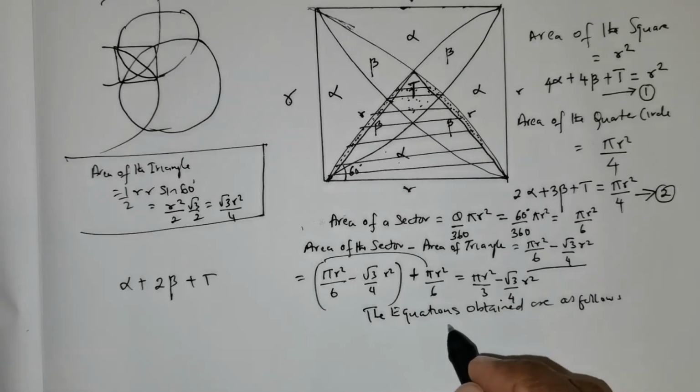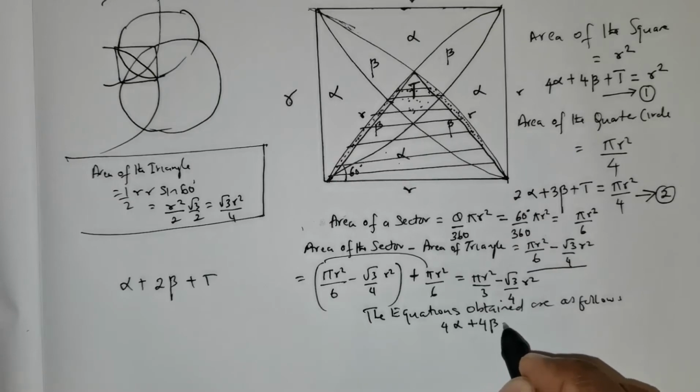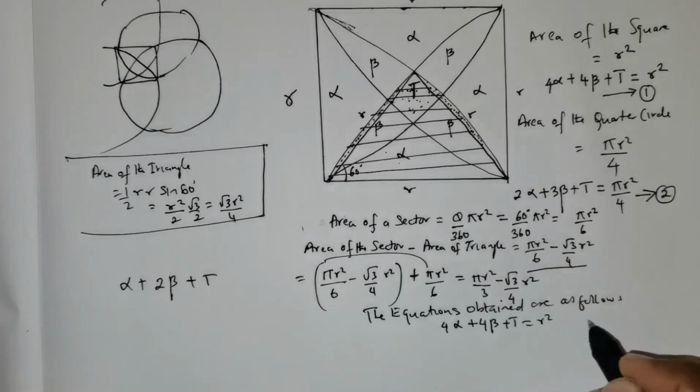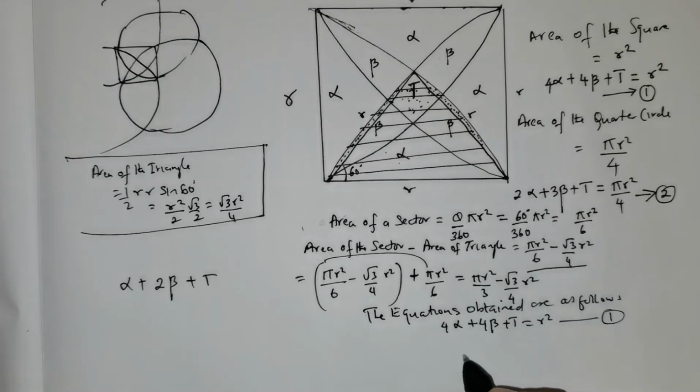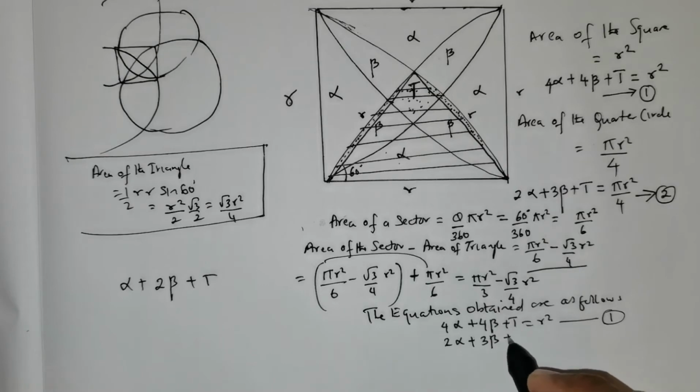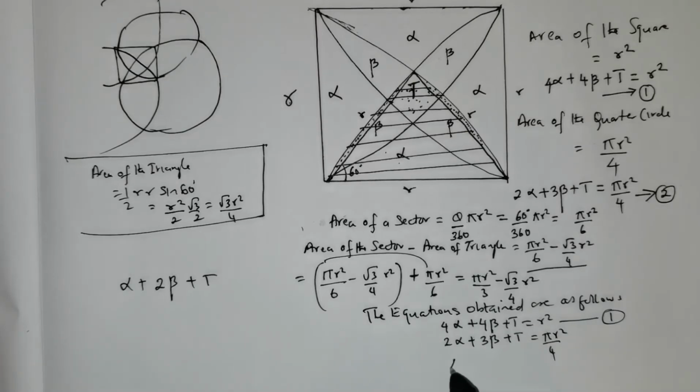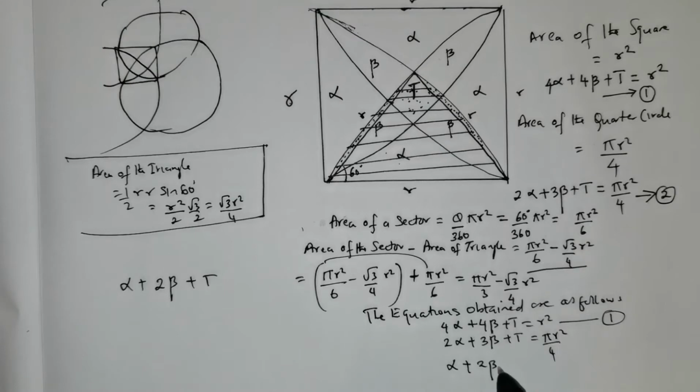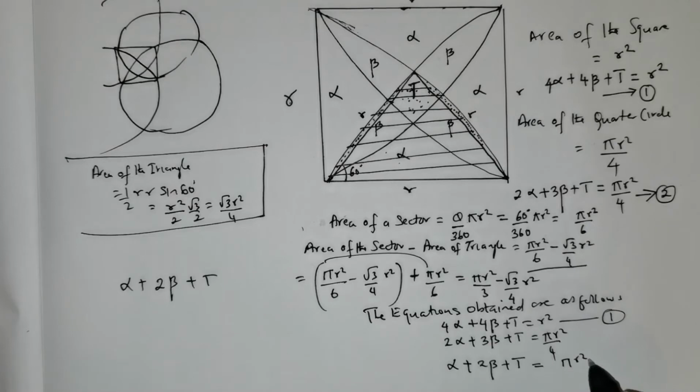So the first equation which we have got is 4 alpha plus 4 beta plus t is equal to r squared. The second equation which we got was that 2 alpha plus 3 beta plus t is equal to pi r squared over 4. And then the final one is alpha plus 2 beta plus t is equal to pi r squared over 3 minus root 3 over 4 times r squared.